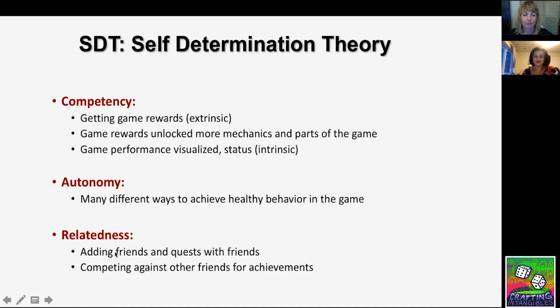Relatedness is where we discussed things like you can do things with friends, or quests with friends, or sparks with friends. You can also compete against your own friends, and you can add your friends and have chats and conversations with them as well.